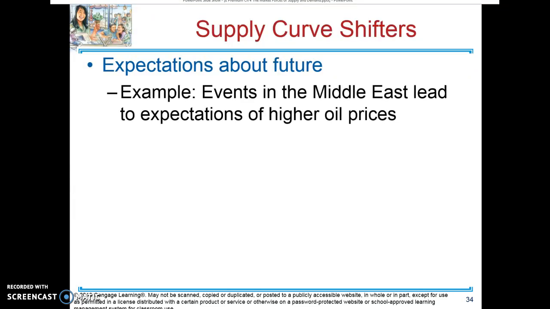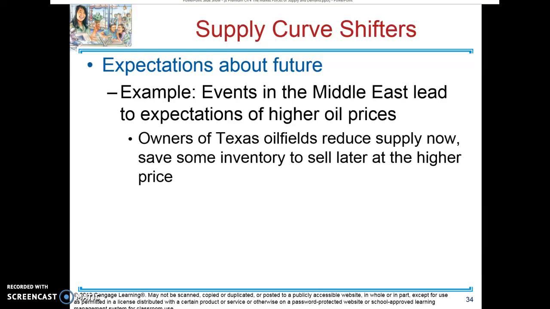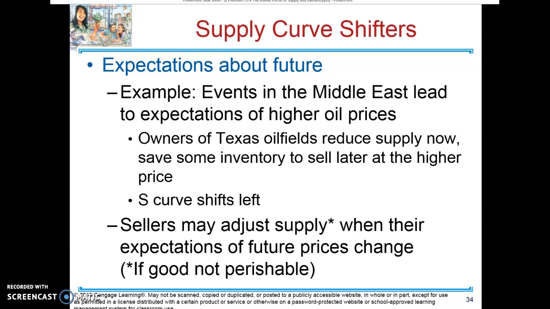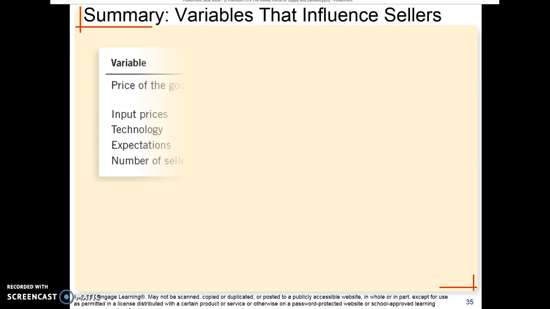Expectations about the future. If events in the Middle East lead to expectations of higher oil prices, owners of Texas oil fields would reduce their supply now and save some of that inventory to sell later so that they could do that at a higher price. In this case, the supply curve would shift to the left. Sellers may adjust their supply when their expectations of future prices change. So this assumes, of course, that the good that they're selling is not perishable.